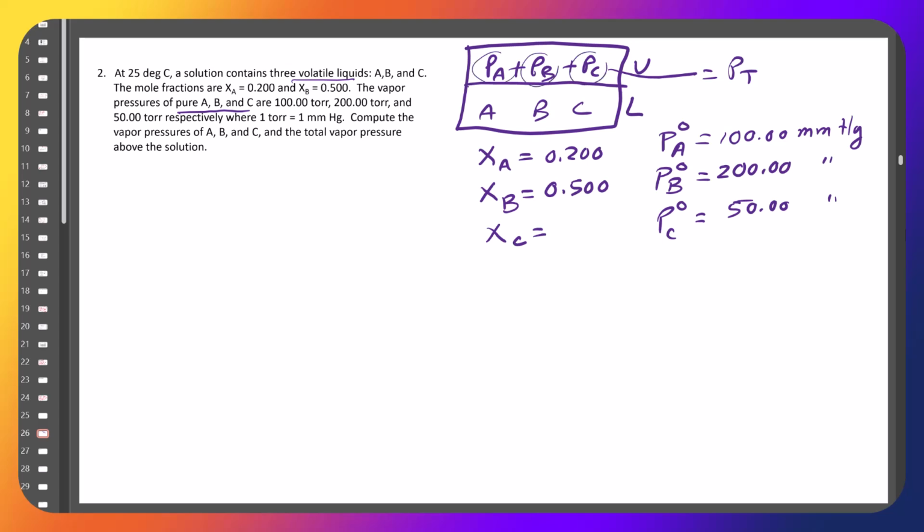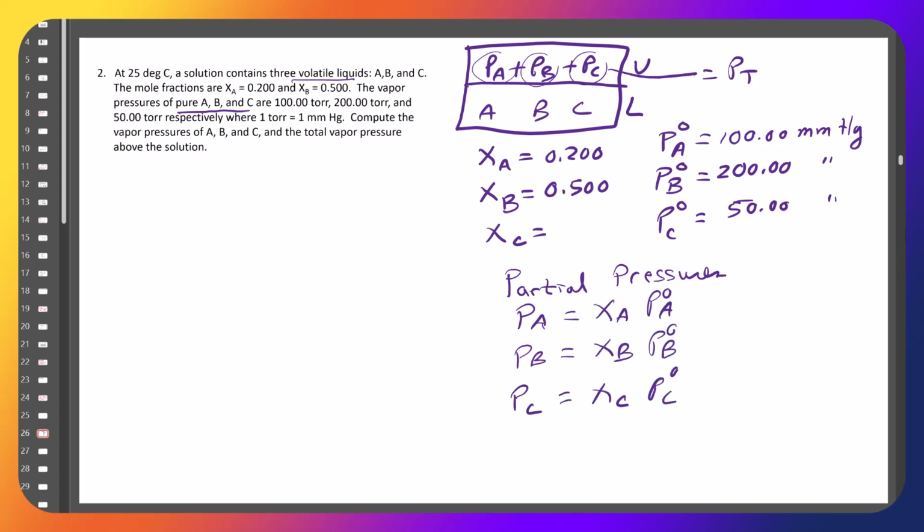Okay. So you should know that partial PB and PC can be computed. And we also know that the total pressure, PT, using Raoult's law, we could say XA PA0 plus XB PB0 plus XC PC0. Okay. We also want these individual partial pressures. Each of these terms here signifies a partial pressure in the gas phase. So we could start plugging numbers in.